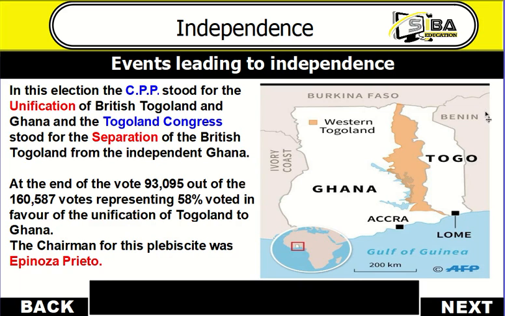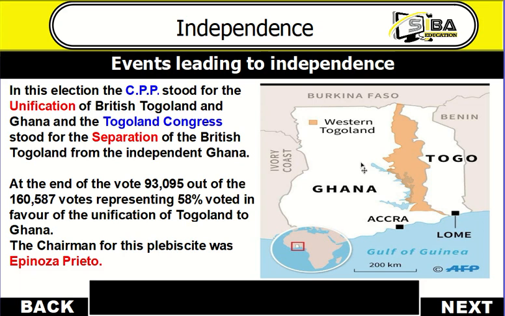In this election, the Convention People's Party, or the CPP, stood for the unification of British Togoland and Ghana, which means the CPP wanted the Togoland to join Ghana. And the Togoland Congress stood for the separation of the British Togoland from the independent Ghana. This also means that the Togoland Congress wanted Togoland to join its origin, that is Togo.